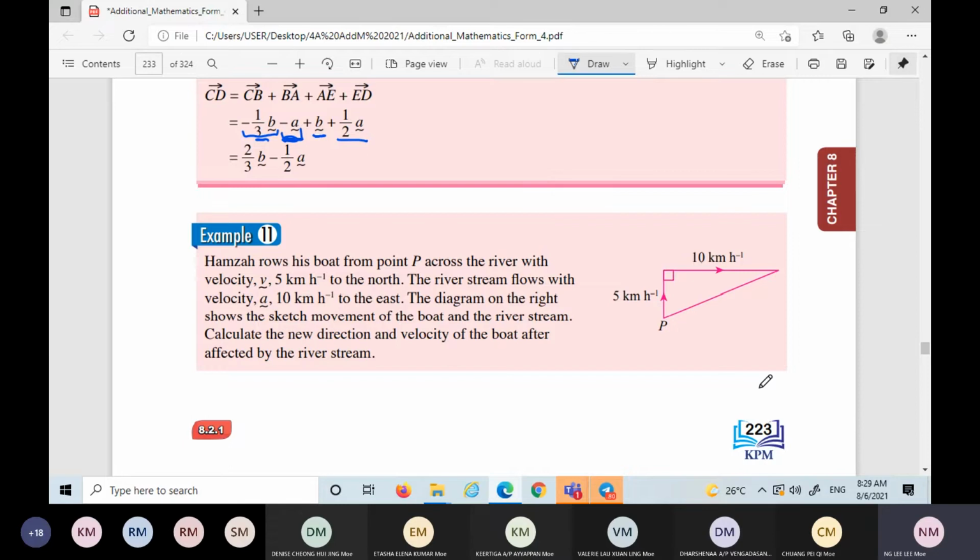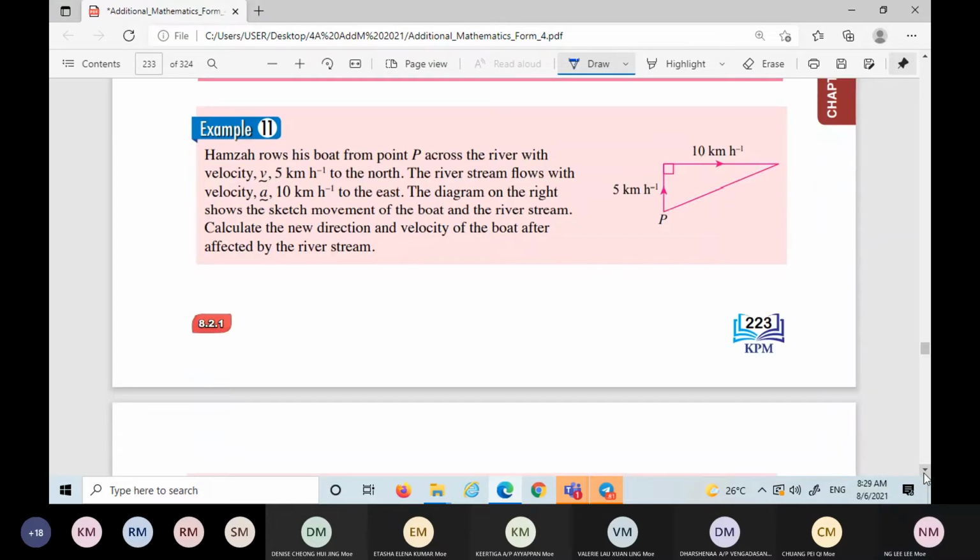Now we look at example 11. Look at this. This is what I gave as an example just now, very early on, my first example.